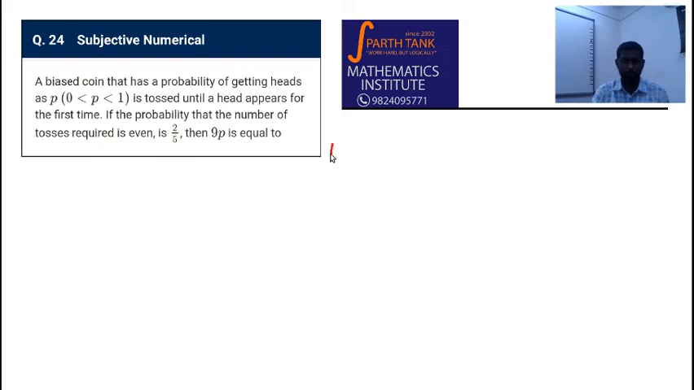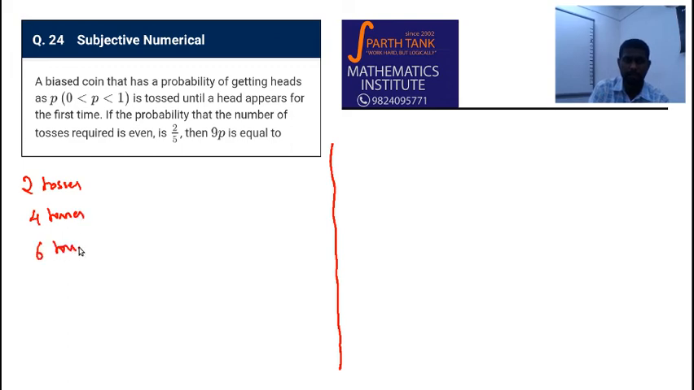Question number 24. A biased coin that has the probability of getting heads as P is tossed until a head appears for the first time. If the probability that the number of tosses required is even is 2 by 5, then 9P is equal to. So first of all we have to find how much is P. They say that they are tossing until a head appears, but an even number of tosses are required. That is, it should occur in 2 tosses or 4 tosses or 6 tosses and so on.